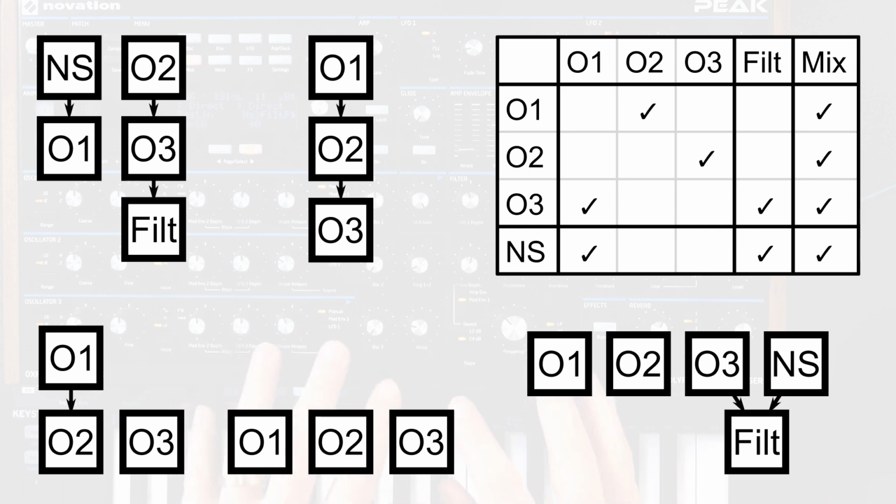So what we're going to do to make this work on the Peak is we're going to use the modulation matrix to provide some similar routings. So first let's decide on a configuration of the oscillators that we're going to use. I'm thinking the one in the bottom left might be interesting. So oscillator 1 is going to modulate 2, and oscillator 3 is going to be on its own.